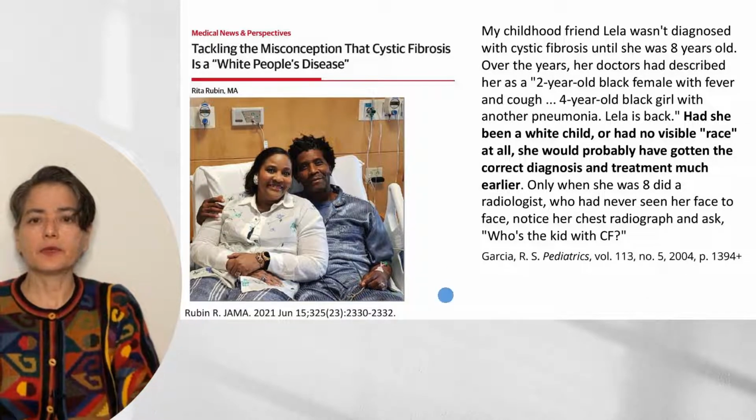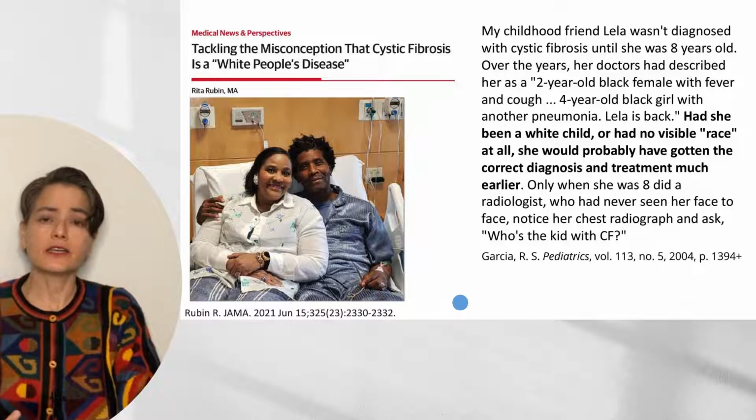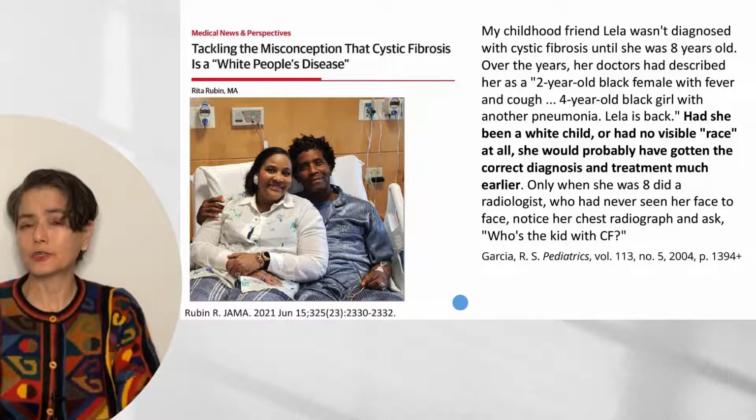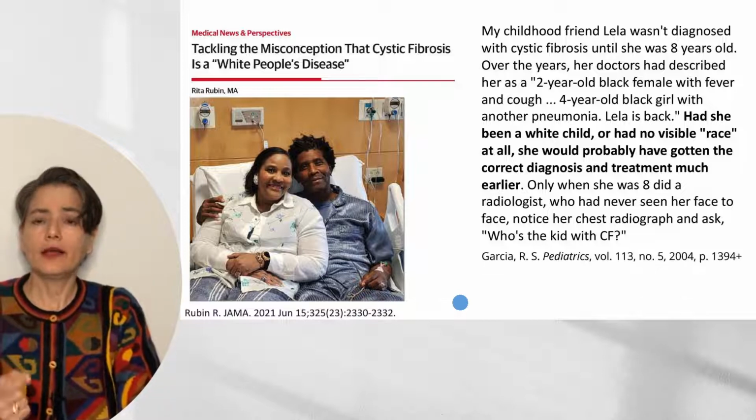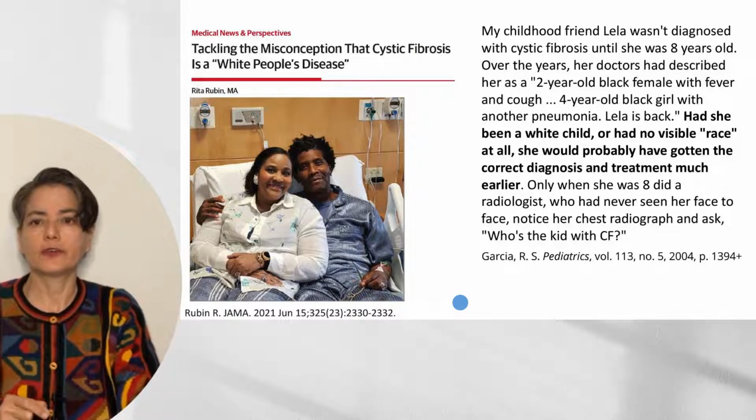We have a second example here, also from the literature, about a young girl who was not diagnosed with cystic fibrosis until she was 8 years old. And only then when the physician literally could not see the color of her skin, could only see the chest x-ray and said, hey, who's a kid with cystic fibrosis?